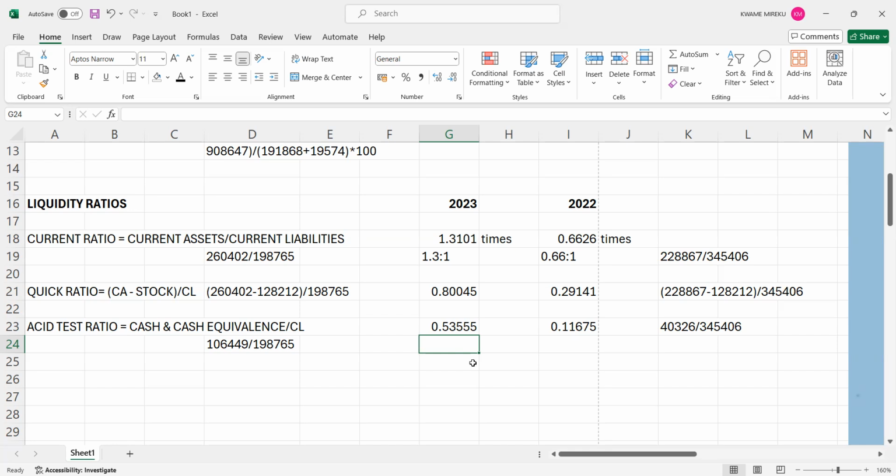But the rule of thumb here is supposed to be 1:1. That means at least your cash should be able to meet squarely your current liabilities. But here, we are not able to meet that. And that is a problem. But at least there's an improvement if we use 2022 as a benchmark. So in general, the firm has to improve its liquidity position, either by improving on its current assets or finding a way of reducing its current liabilities. So that's why you have to see where the problem comes from.